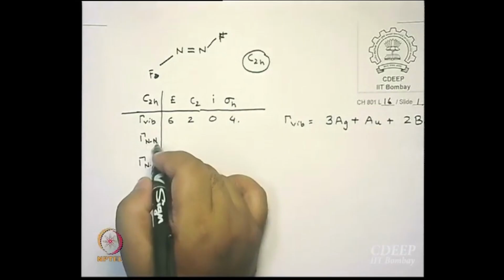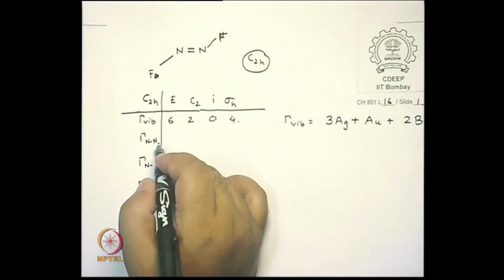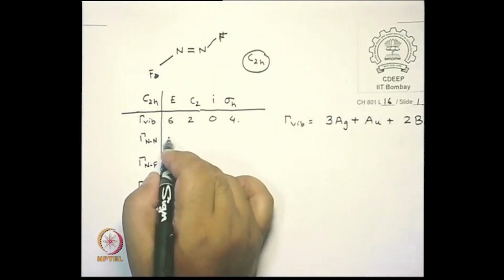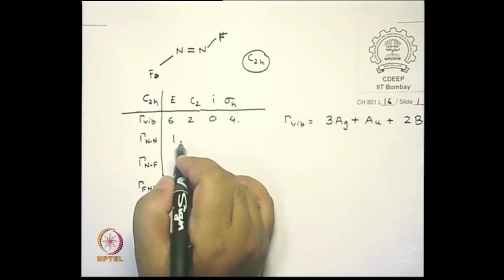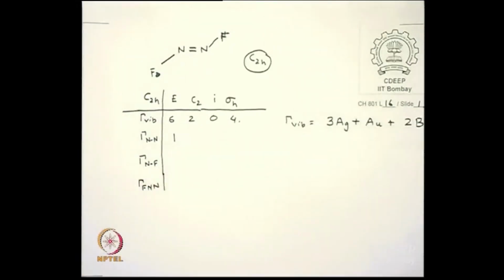Gamma NN. Let us talk about gamma NN first. What will be the character for E? 1. C2. C2 should be 1 or minus 1. There is a confusion, right? Because this is the normal mode. Now I don't have a nice model for the normal mode. That's the problem.